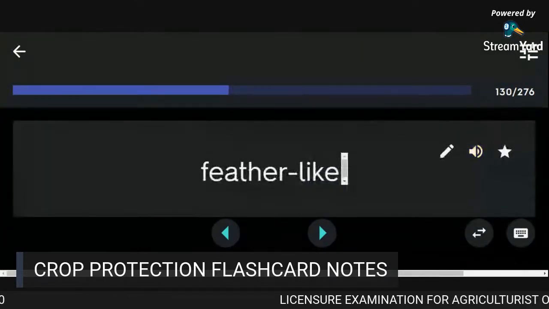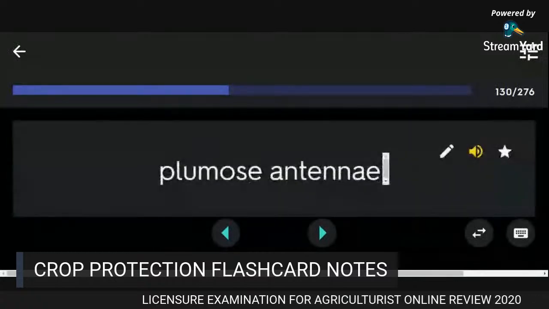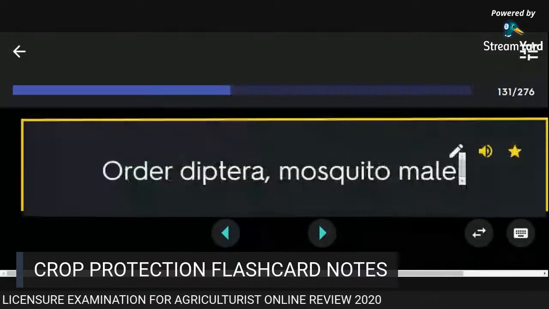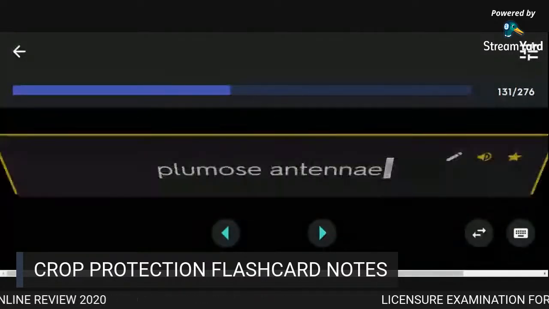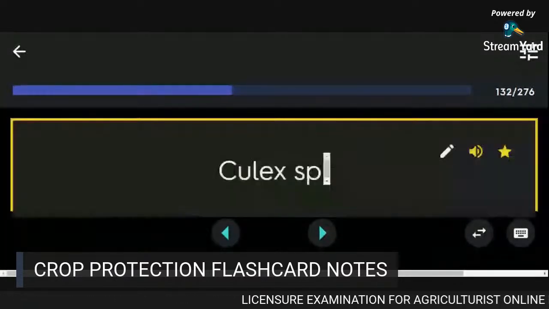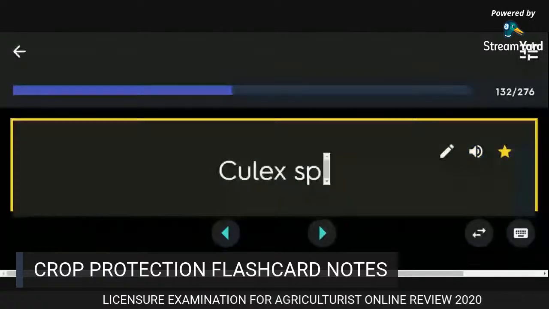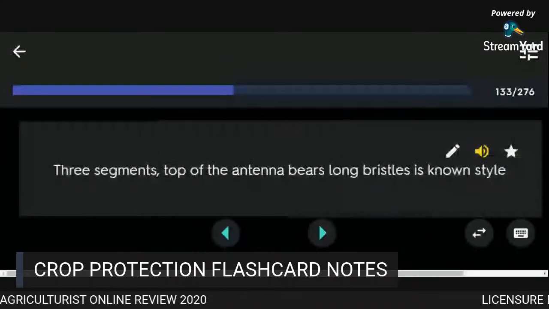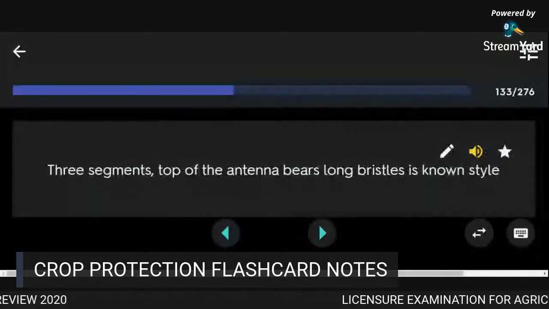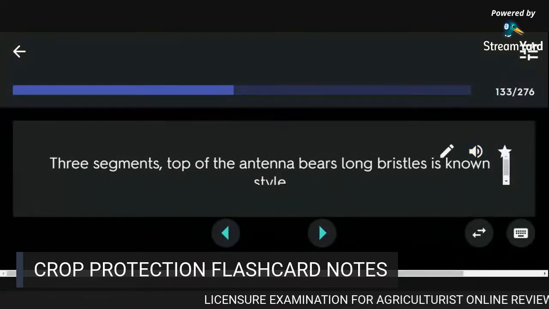Feather-like: plumose antennae. Order Diptera, mosquito male. Plumose antennae. Culex sp. Mosquito male. Three segments, the top of the antenna bears long bristles known as style: stylate antennae.